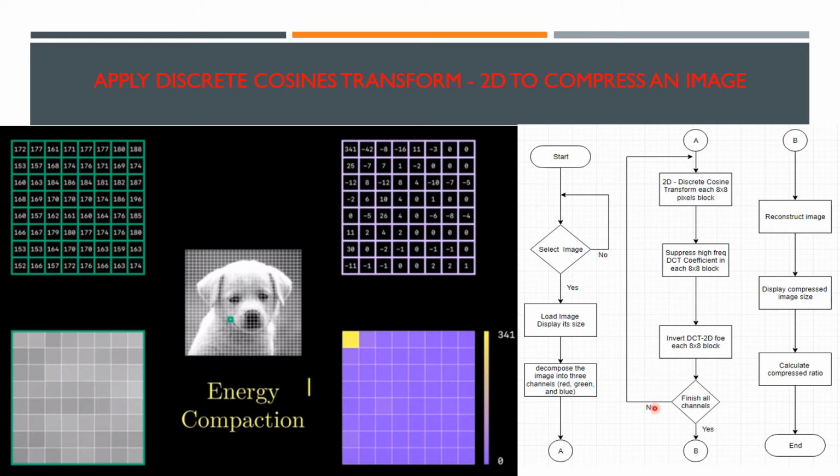We do this for each channel. Once every pixel has had its high frequency suppressed, we reconstruct the image, display the compressed image, and also show the size after compression. After that, we calculate the compression ratio by dividing the compressed image size by the original image size. Okay, I will show how the program works in the next slide.